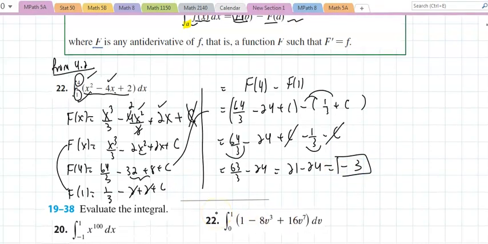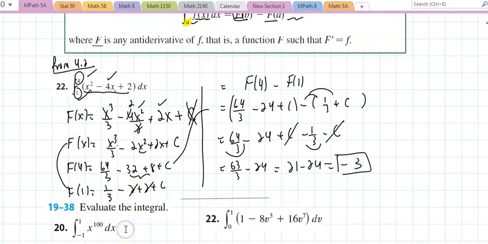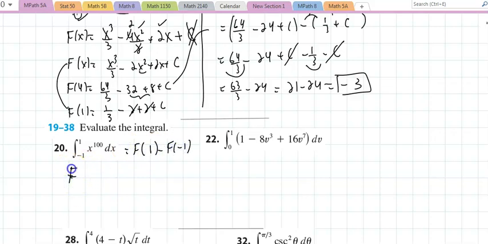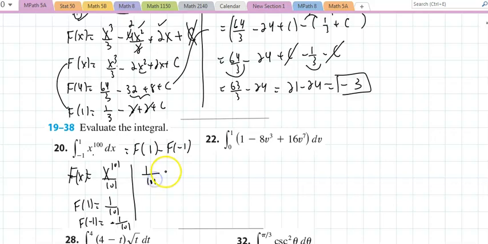Okay, we can fit one more. I want to tackle problem number 20. I have a lot more, but, well, this is actually f of 1 minus f of -1. And f of x is actually add 1 to the power, divide by that. F of 1 is 1 over 101. And f of -1 is -1 over 101. So this is pretty much 1 over 101 minus a -1 over 101. That turns out to be 2 over 101. And there it is.